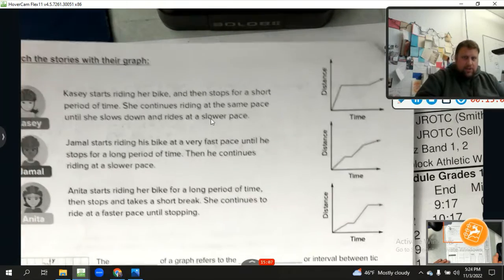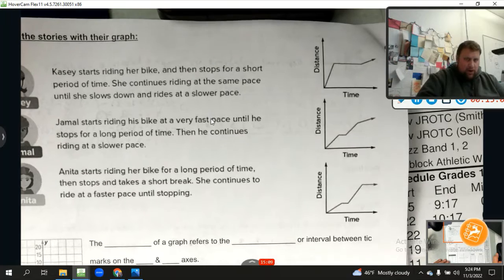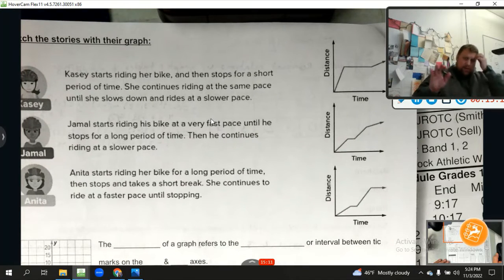So we have three situations here. Take a minute to read them. I'll read them to you, but you should pause this, take a minute to read these, and see if you can match the correct graphs as we go.